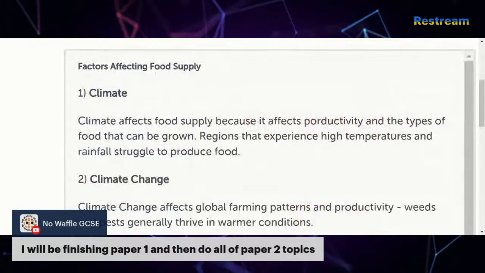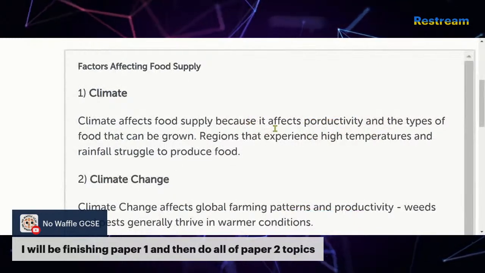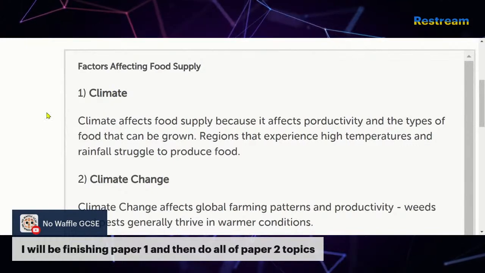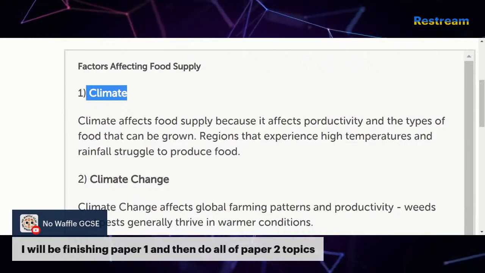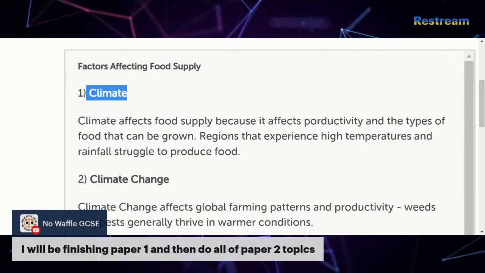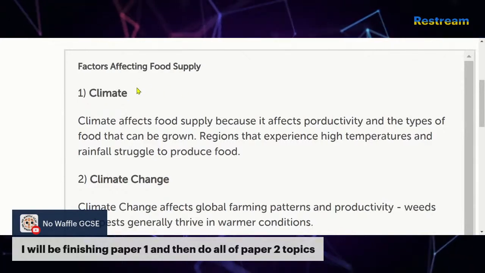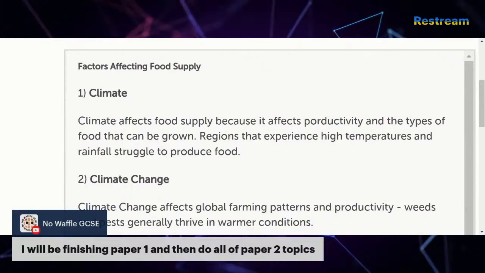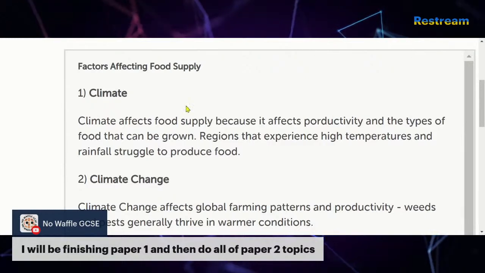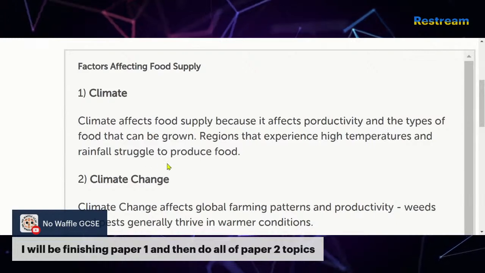So on this website, you can see the factors affecting food supply. The first one is climate. Climate shows how countries with climates that are unsuitable for farming, for example, too cold, can't really grow much food. So it affects productivity, and countries that deal with high temperatures or flooding struggle to produce food.